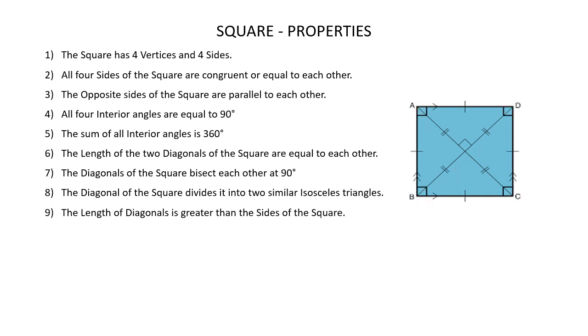The length of the diagonals is greater than the sides of the square. This means AC is greater than the sides of the square. AC is greater than AB, AC is greater than BC, AC is greater than CD, AC is greater than AD. Similarly for the diagonal DB, DB is greater than the sides of the square.